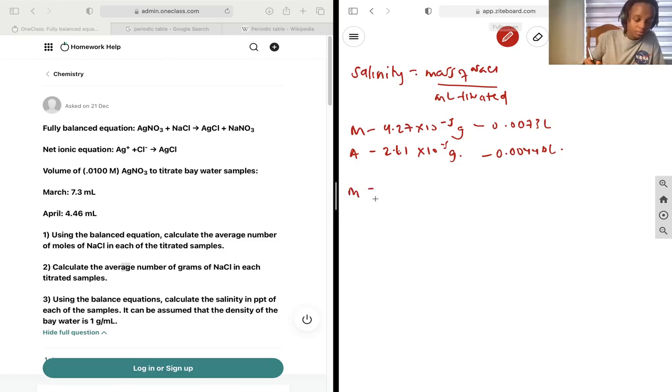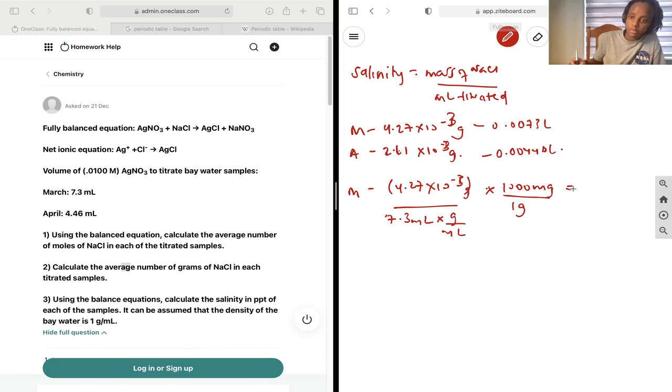And so for the March sample, it's going to be 4.27 times 10 to the negative 3. Sorry, this was supposed to be negative 3. That's just an error in my writing. Over 7.3 milliliters times 1 gram per milliliter. And this is also in gram, times 1,000 milligrams per 1 gram. And this should give us 0.585 milligrams per gram.